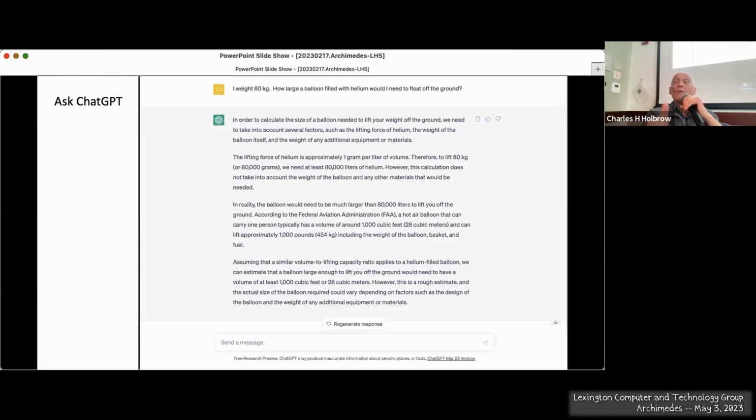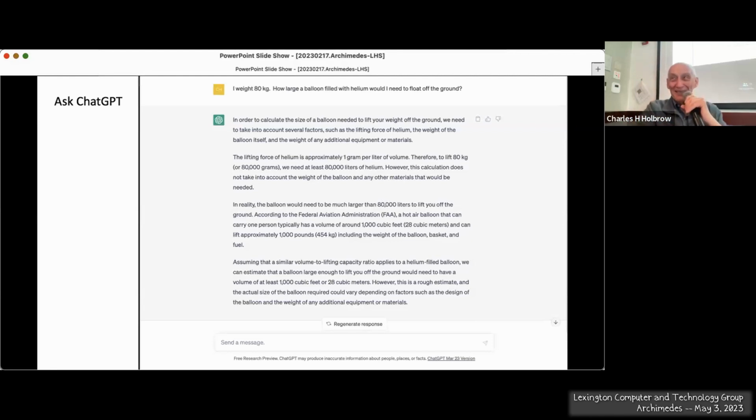When we tried it with Craig, his son-in-law, we didn't tell it what the weight was. It made up a number, which was kind of reasonable for a male. It was a smaller number. It came out with 58 cubic meters. It's not stupid.